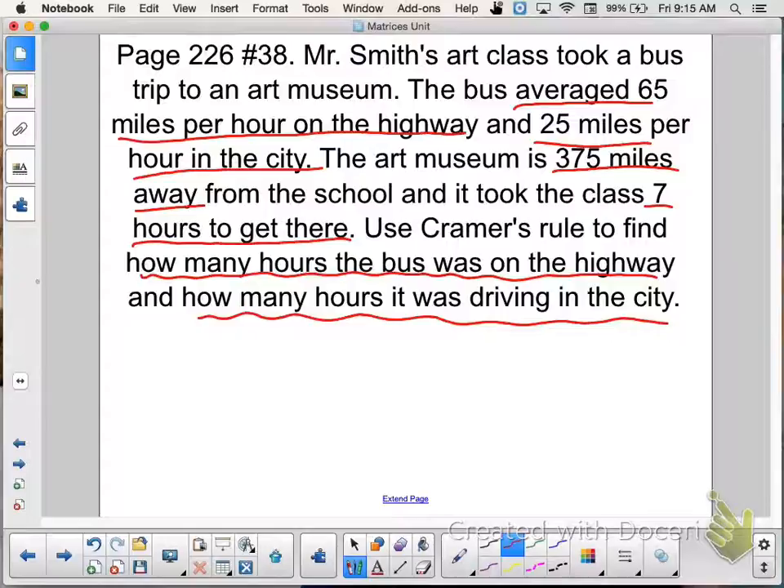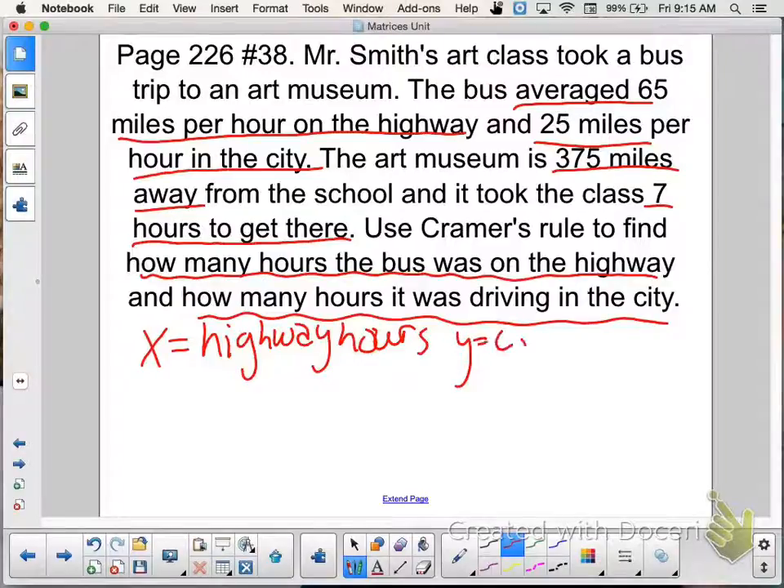So if I'm setting up a system of equations, this is a system of 2 equations, so I will need 2 variables. You could pick your own variables, whatever the first letter is of whatever you're representing. I would suggest using x and y, since we have so many other variables being used, and x and y aren't used. In this case, I want to know how many hours the bus is on the highway, so I'm going to say x equals highway hours, and y equals city hours.